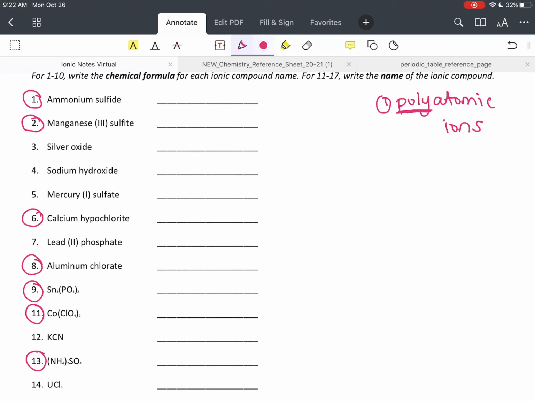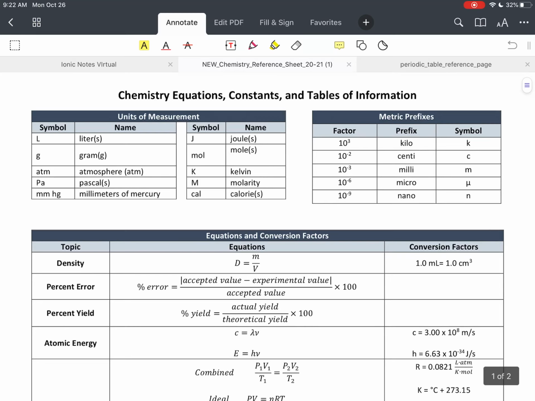So these elements that are bonded together have either lost or gained electrons that gives them some type of charge. You do not have to memorize polyatomic elements, but you do need to know how to find them and how to name them and how to write them.